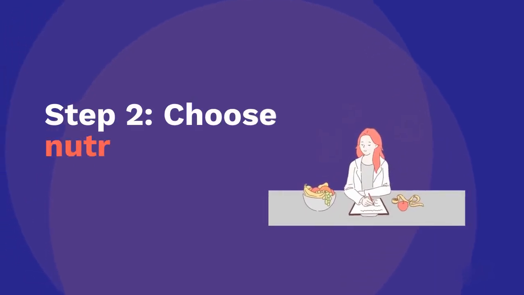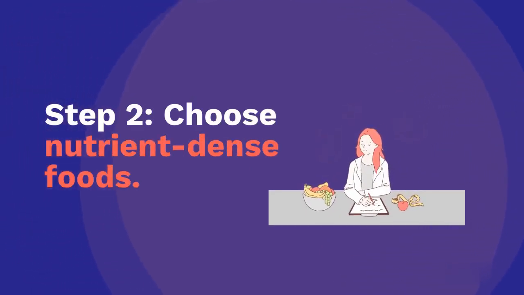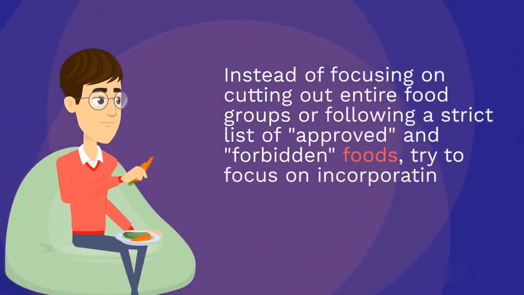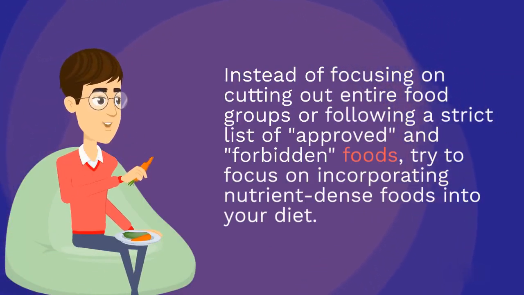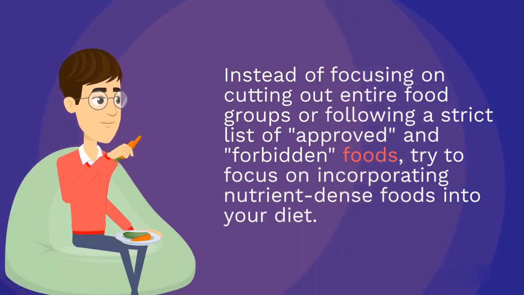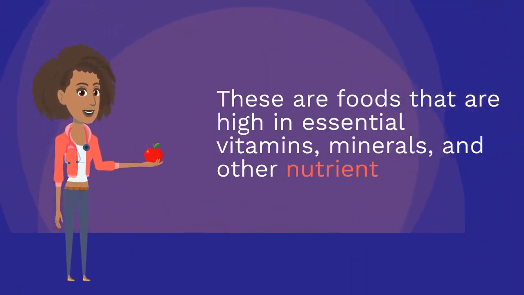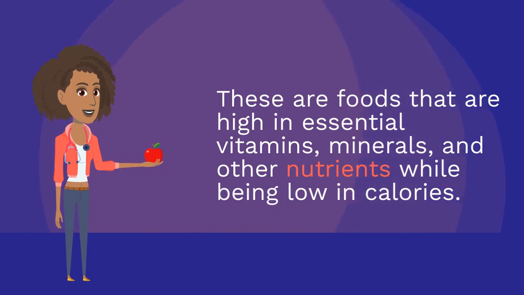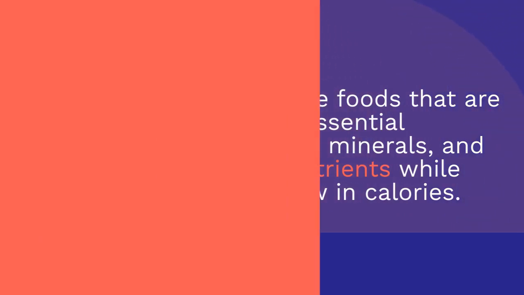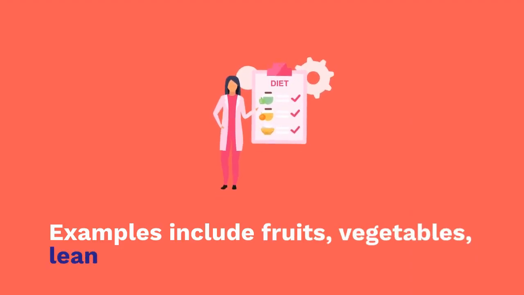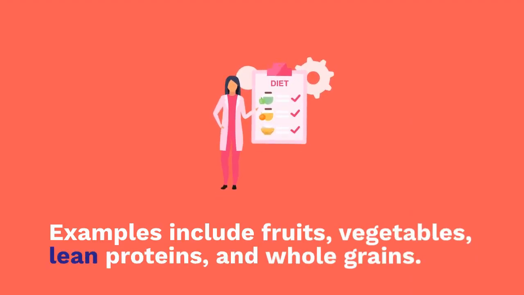Step 2. Choose nutrient-dense foods. Instead of focusing on cutting out entire food groups or following a strict list of approved and forbidden foods, try to focus on incorporating nutrient-dense foods into your diet. These are foods that are high in essential vitamins, minerals, and other nutrients while being low in calories. Examples include fruits, vegetables, lean proteins, and whole grains.